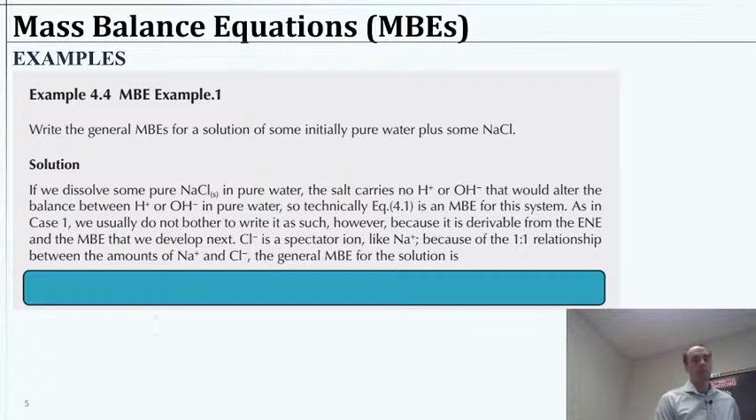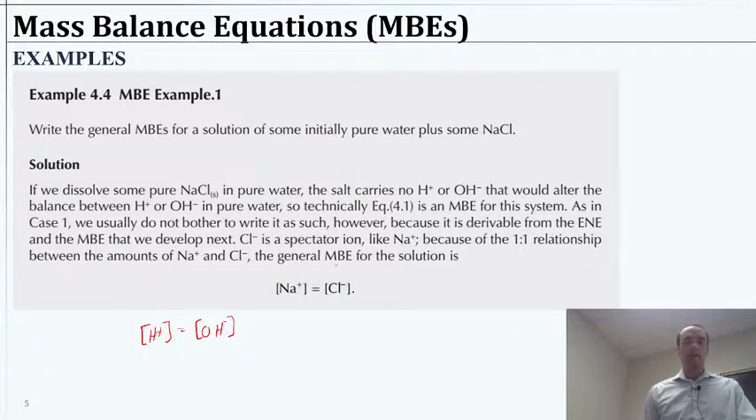All right, so we could probably write H plus is equal to OH minus. Don't think that's really what the book is going for. But the only other thing in solution is the NaCl, so we could at least write the amount of sodium is equal to the amount of Cl minus, the chloride, right? Which I think is exactly what they're going for.